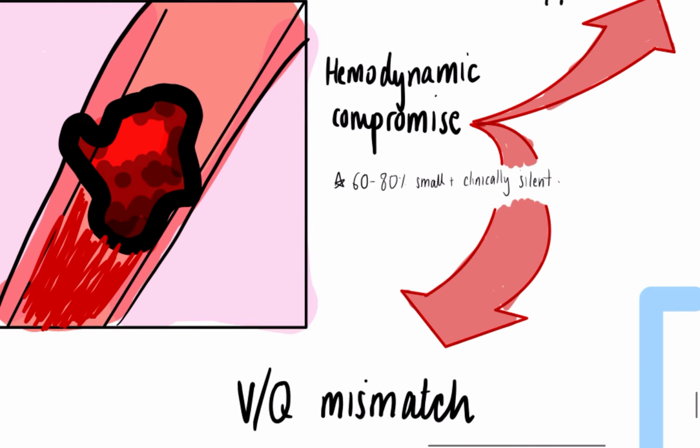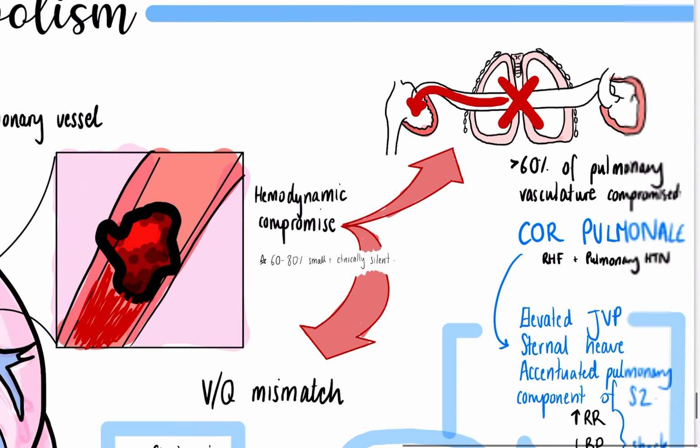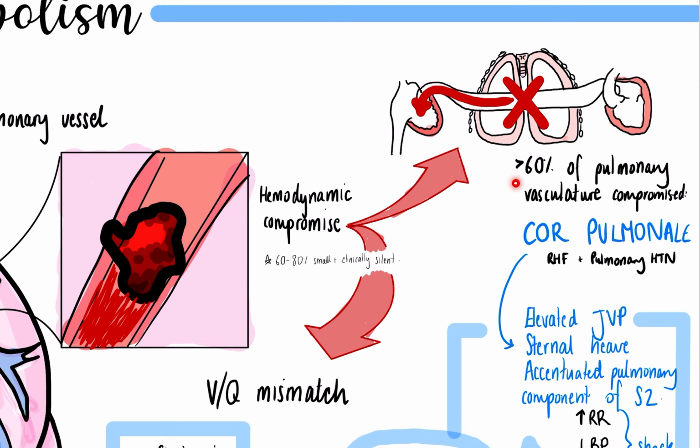Something to note is that 60 to 80% of pulmonary emboli are actually too small to be clinically detected, and so they're considered silent. However, once you get more than 60% of your pulmonary vasculature compromised, the blood's not going to be able to flow out of the lung and into the left atrium, and instead it's going to start feeding back into the right heart, causing what's called cor pulmonale, which is right heart failure due to volume overload of the right heart.